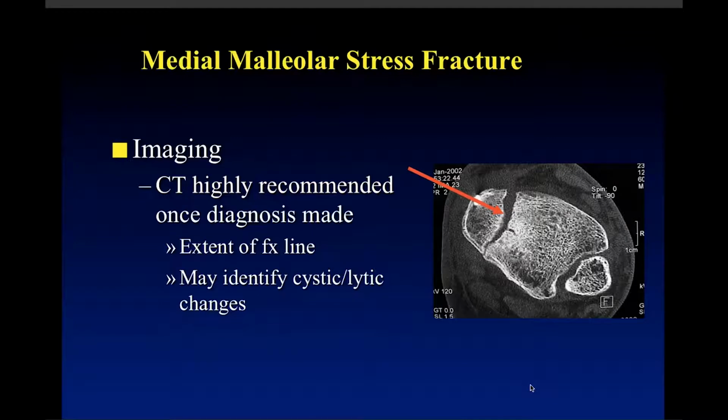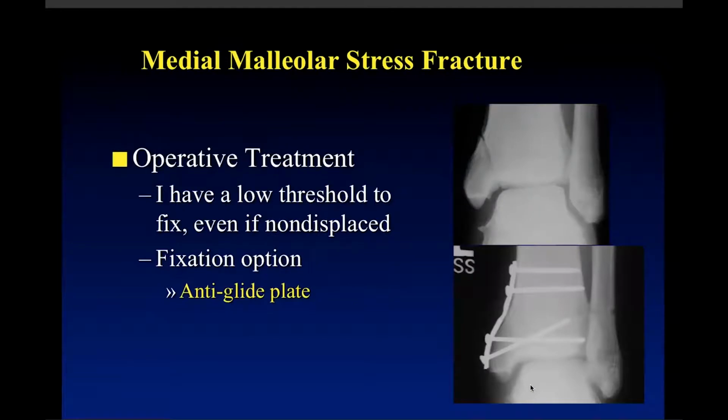And if you suspect one, just like Marty said about the value of CT scan with acute injuries, get a CT scan. I highly recommend CT scans right away, once you suspect the diagnosis, to not only look for whether a fracture line is present, but its position, its extension, and whether there are any associated cystic or lytic lesions that may imply that it's been there for a while. When I recognize one of these, I have a very low threshold to immediately fix them, even if they're non-displaced. And my go-to fixation option is the anti-glide plate.